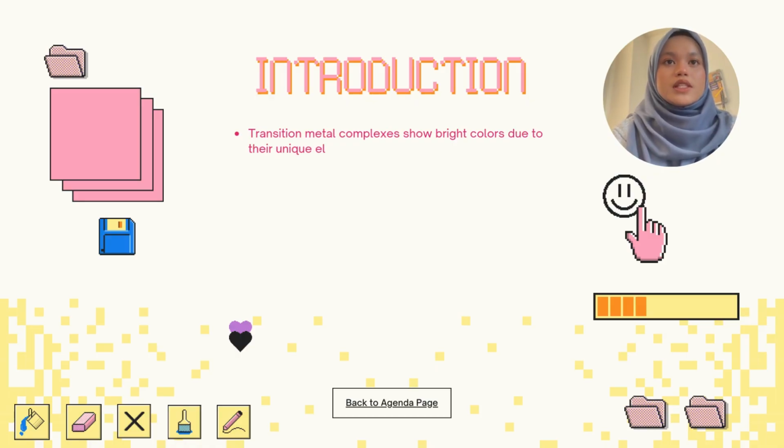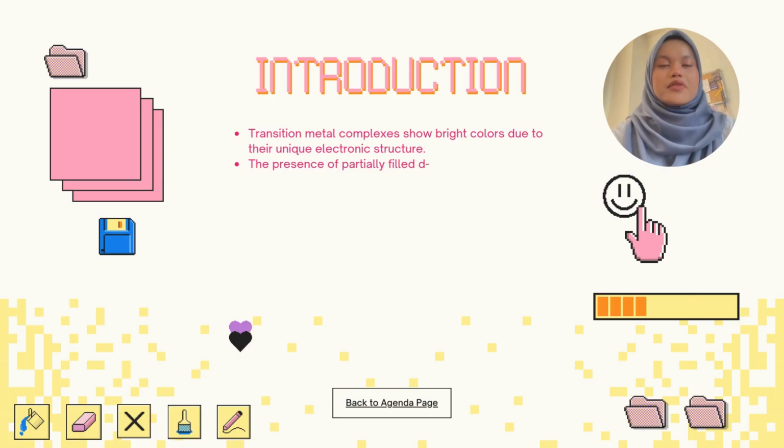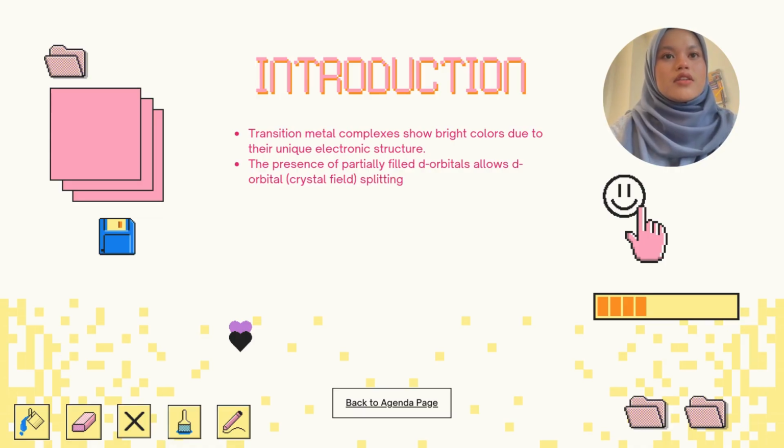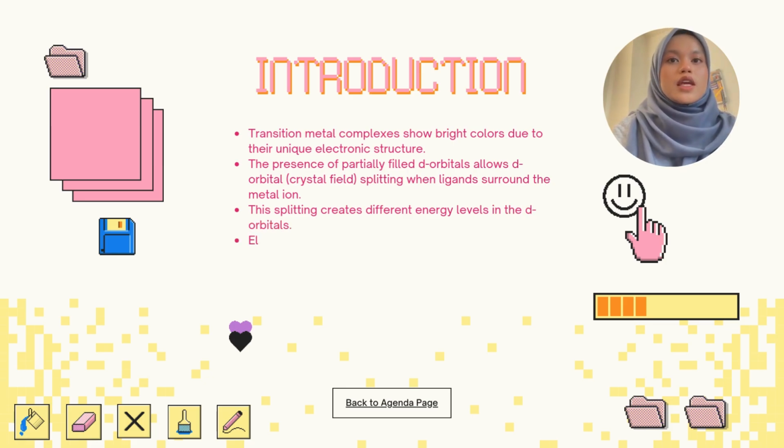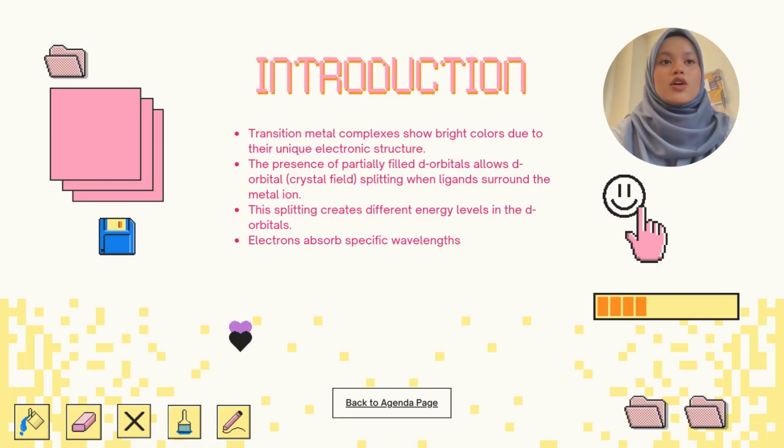Transition metal complexes exhibit color mainly due to their partially filled d orbitals. Unlike main group elements, transition metals have d orbitals that can participate in electronic transitions. When ligands approach and surround a metal ion, they create an electrostatic field around the metal. This interaction causes the degenerate d orbitals to split into two groups with different energy levels, a phenomenon described by crystal field theory. When visible light shines on a transition metal complex, electrons in the lower energy d orbitals absorb specific wavelengths of light and become excited to higher energy d orbitals.